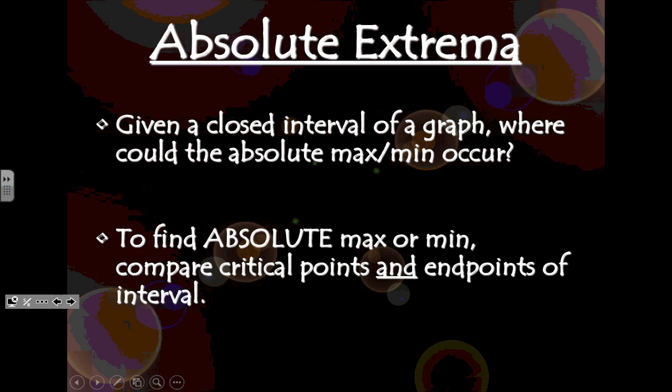What if the biggest y value occurs twice? Like what if at x is 2, y is 7, and at x is 4, y is 7? Yeah, it's still the absolute maximum, right? 7 is the absolute maximum. It just occurs twice, right? So you would say the absolute maximum value is 7 when x equals 2 and when x equals 4, right?